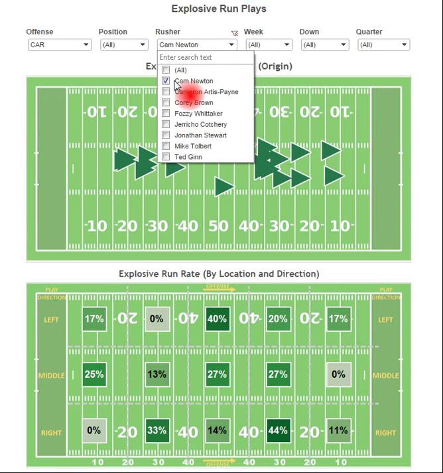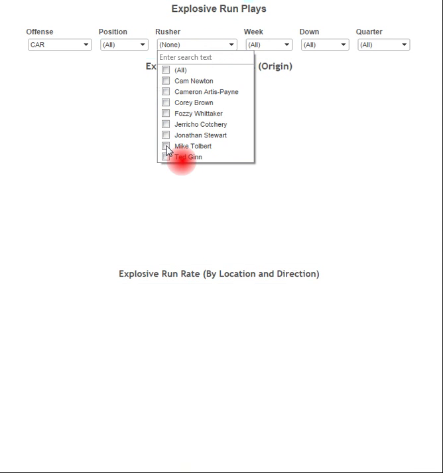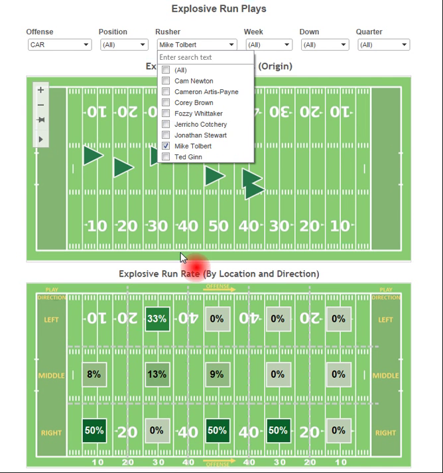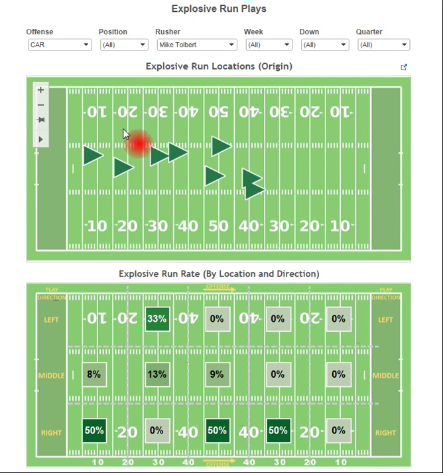A good example to look at would be Mike Tolbert, because he's an interesting case study. And you can see Mike Tolbert, this is where he was gaining his explosive runs of 10 plus yards. So nothing really down here near the end zone, inside the 35, let's say. But from this particular location, 50% of his runs where he ran to the right around midfield or between the 20 and 40 yard line were explosive. And you can see he got no explosive runs to the left.